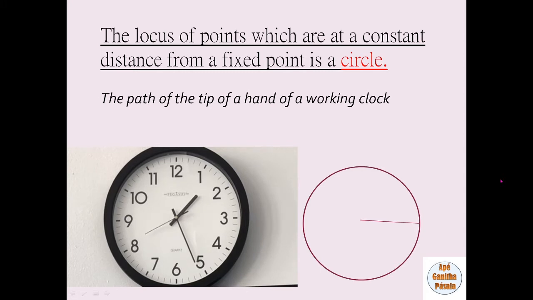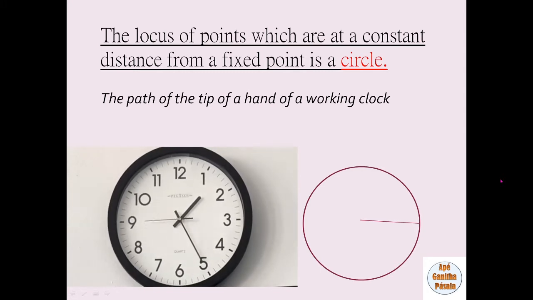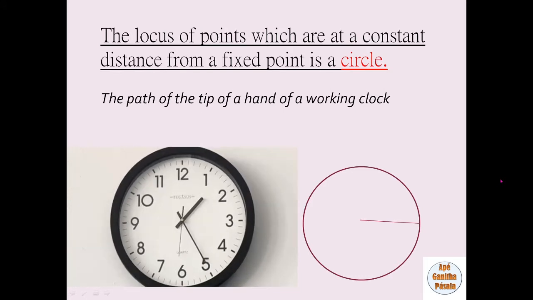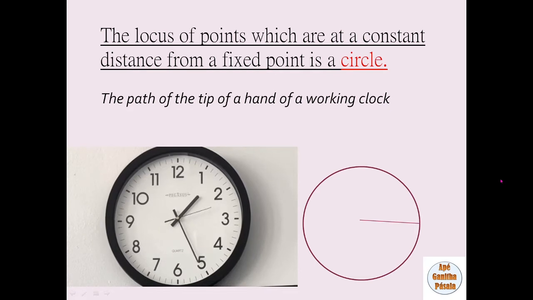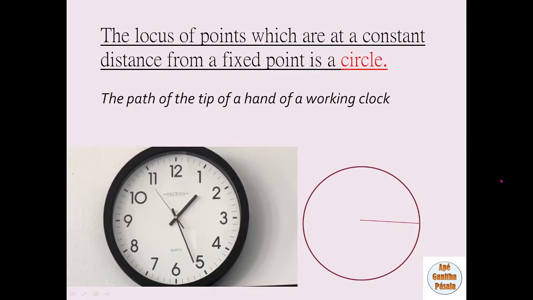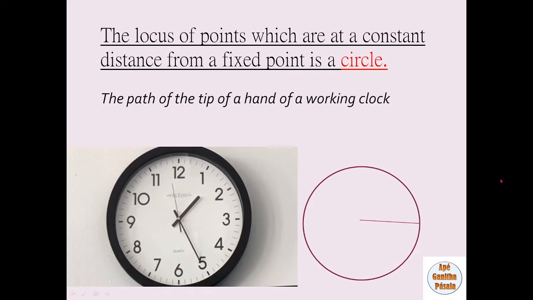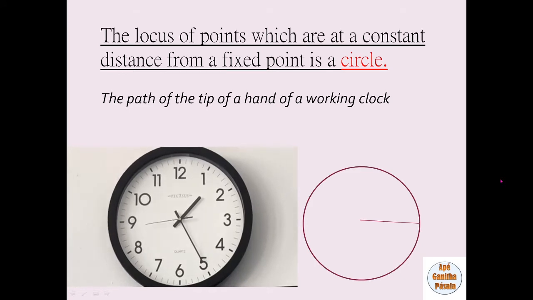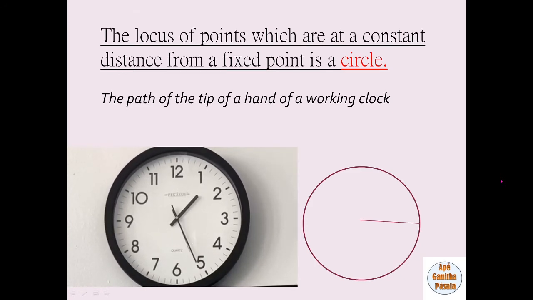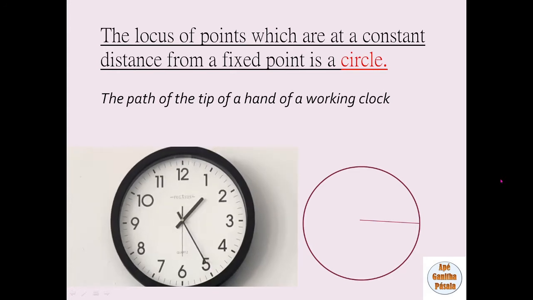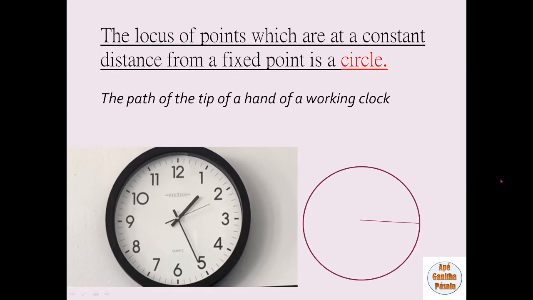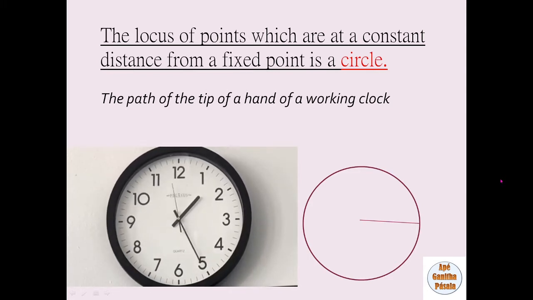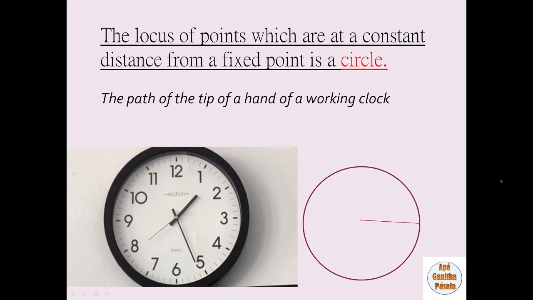First one is the circle. We mention a fixed point. This fixed point is the center of the circle. We talk about a constant distance. Here the constant distance is the radius of the circle. Then if there is a point moving at a constant distance from a fixed point, what is the path? What is the locus? Locus is a circle.